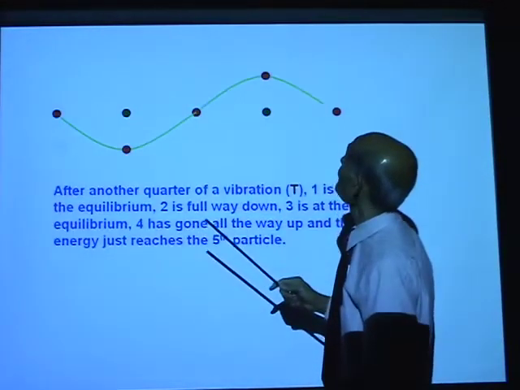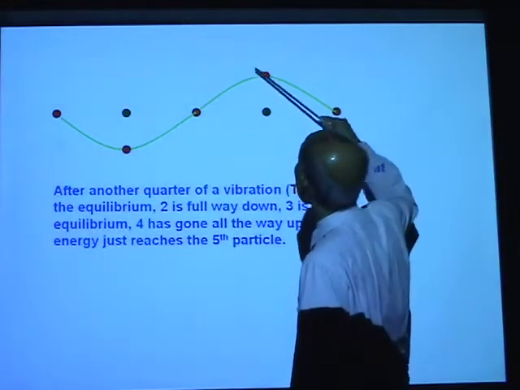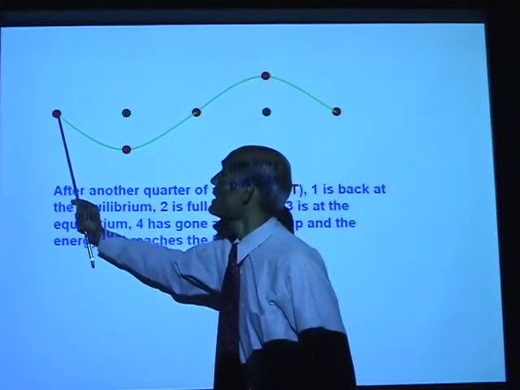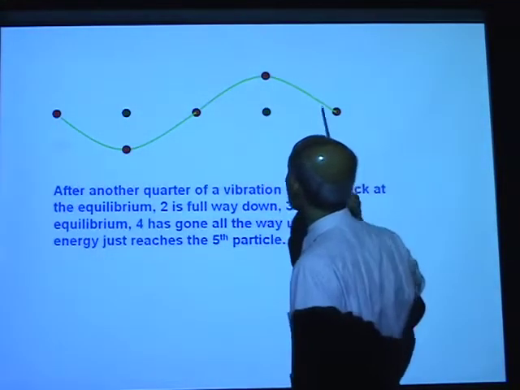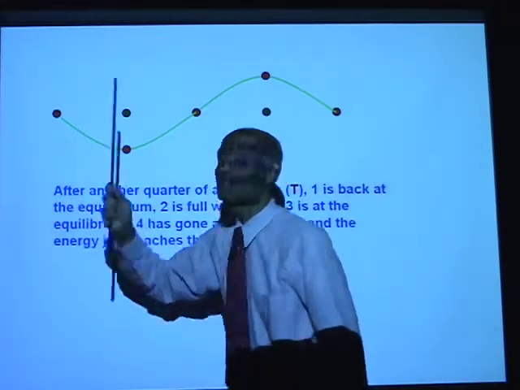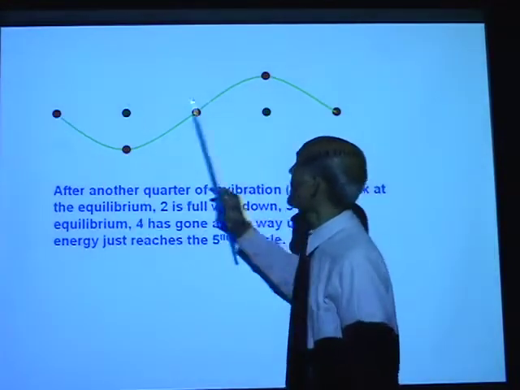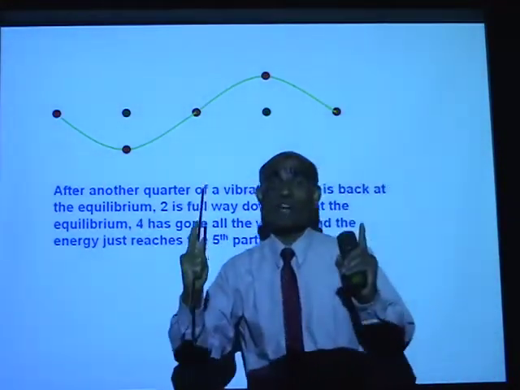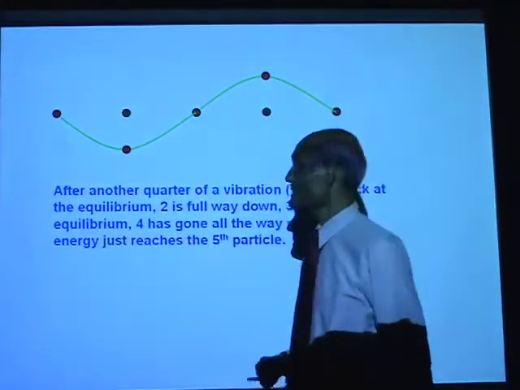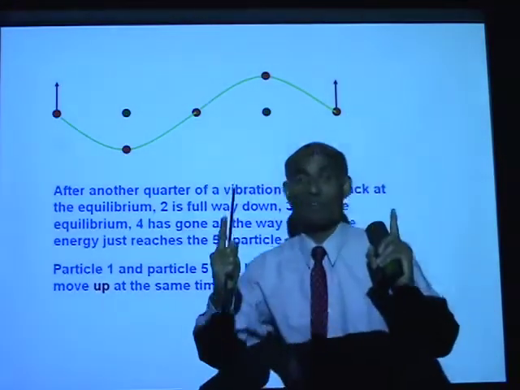And the energy just reached the fifth particle. And look at the wave profile. You have now one full wave. Look at that. What is a full wave? A full wave is the distance traveled by the wave by the time the first particle has completed one vibration. And you can see particle 1 and particle 5 are now going to vibrate in phase, aren't they? That's right.